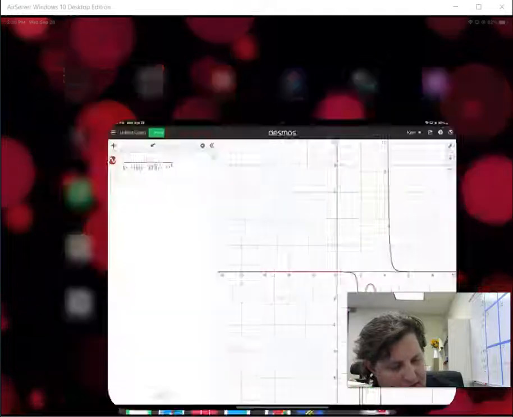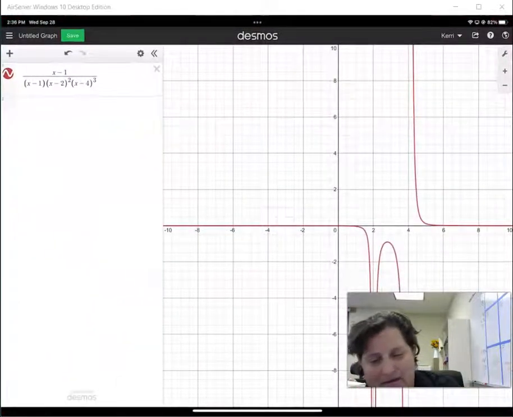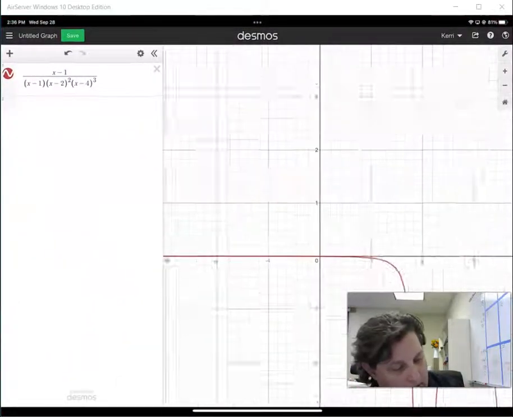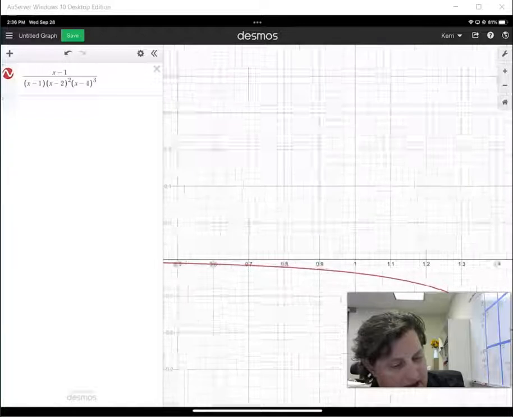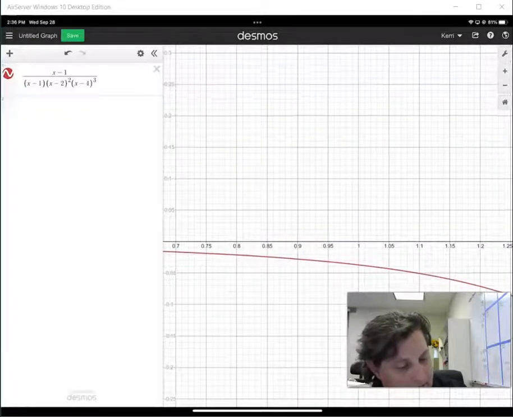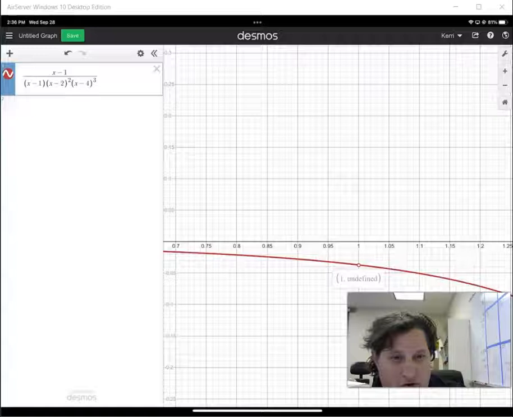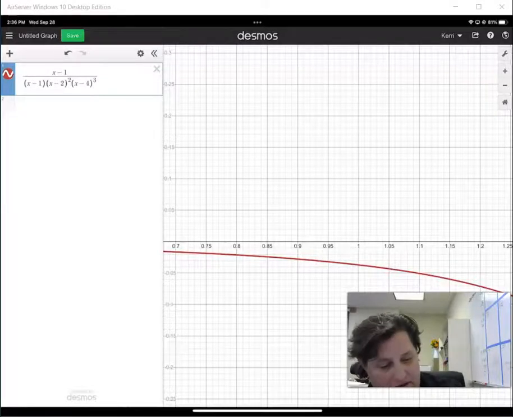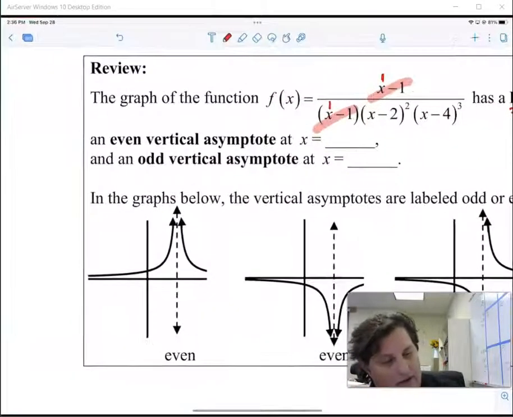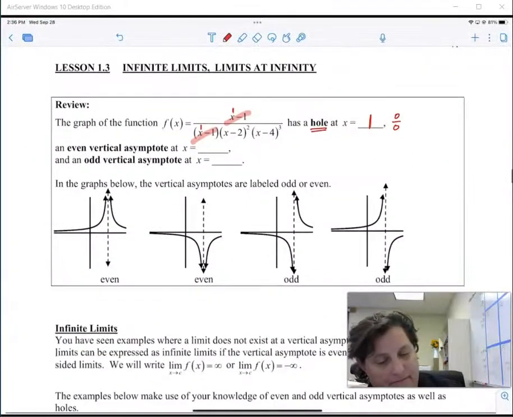If I look at this graph, and we're talking about at x equals 1, don't worry about the rest of it for a sec. Let's just look at what's happening at 1. As I come this way, you can see it's approaching a certain number. But when I get right to 1, there's a hole in the graph. It's undefined. And holes in the graph come from 0 over 0. So I have a hole in the graph.